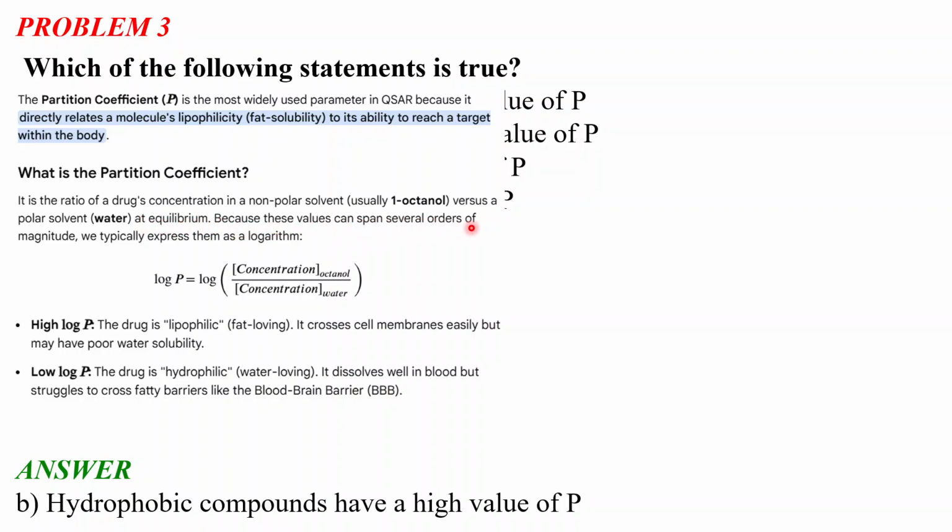Because these values can span several orders of magnitude, we typically express them as a logarithm. So log P is equal to the log of the concentration of a particular drug in octanol divided by its concentration in water. Okay, so with a high log P value, the drug is lipophilic, or fat loving. It crosses the cell membrane easily but has poor water solubility. And a lower log P means the drug is hydrophilic, water loving. It dissolves well in the blood but struggles to cross fatty layers like the blood-brain barrier.